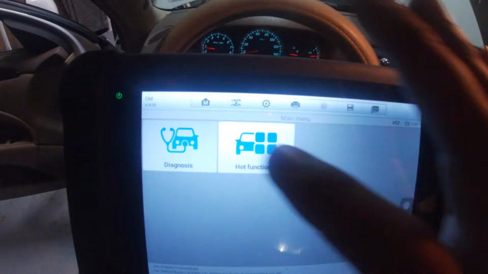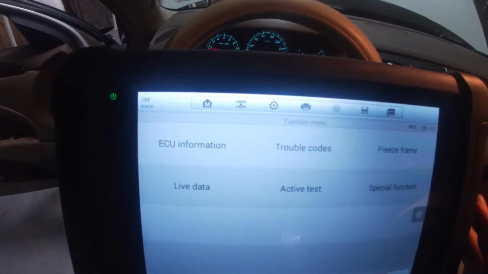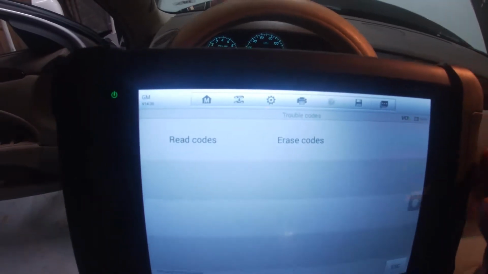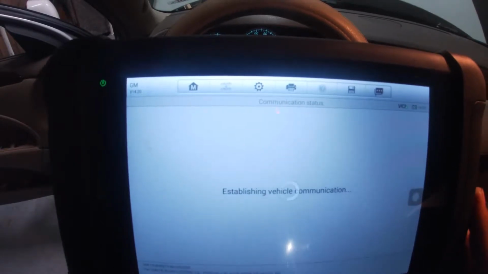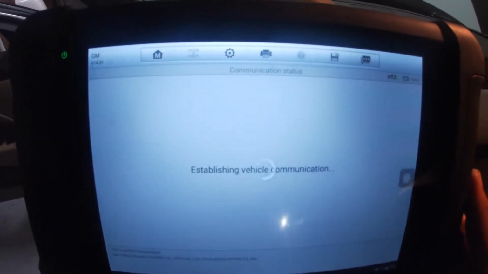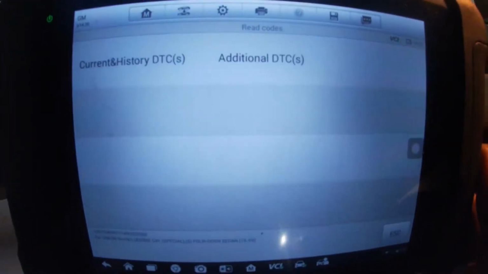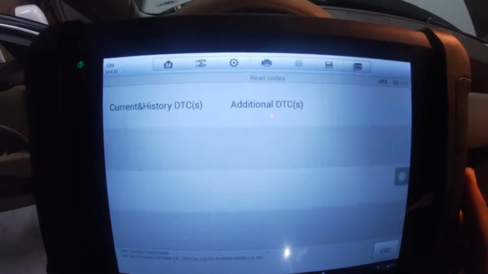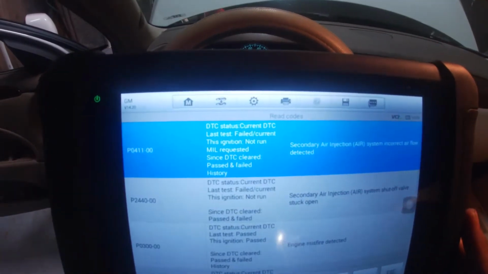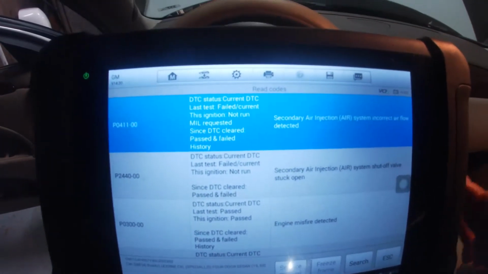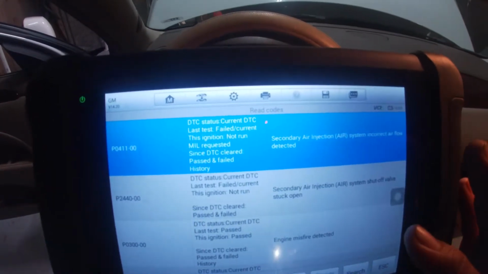Now, we're going to go to a particular control unit, which is the engine controls, trouble codes, read codes. Based on the symptoms that I experience, it's an intermittent misfire. It doesn't do it constantly. Just because of that, I'm leaning towards an ignition related misfire. It's not a dead miss, it's an intermittent. I can feel it coming and going.